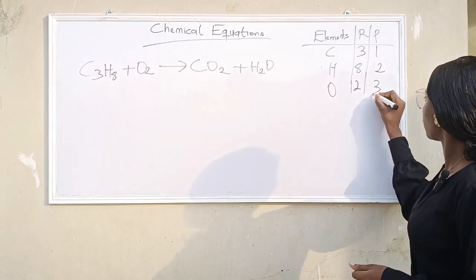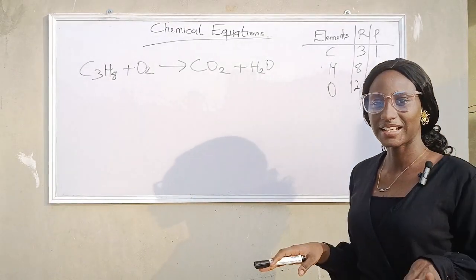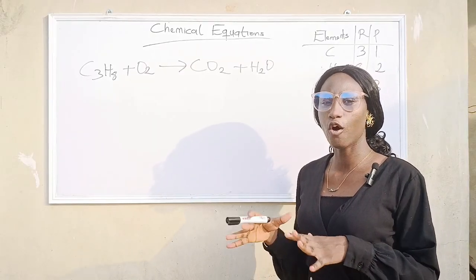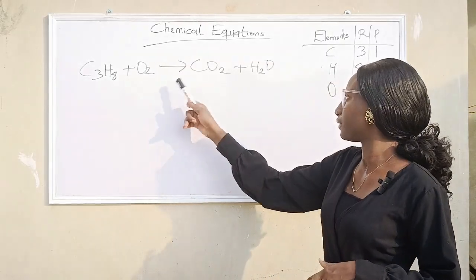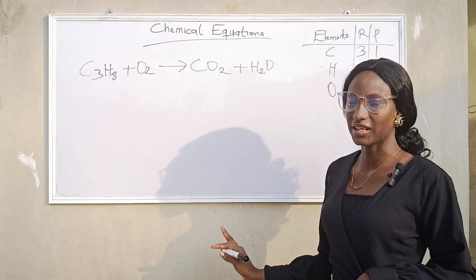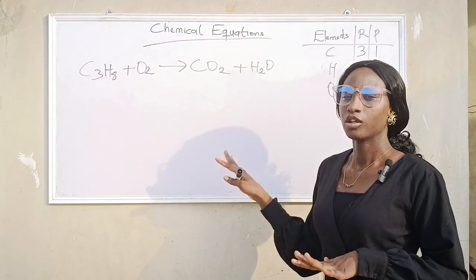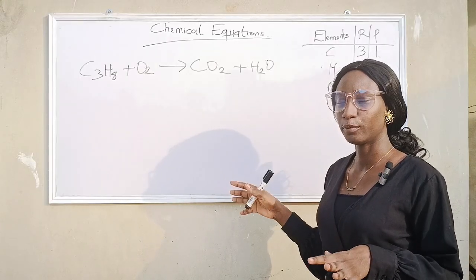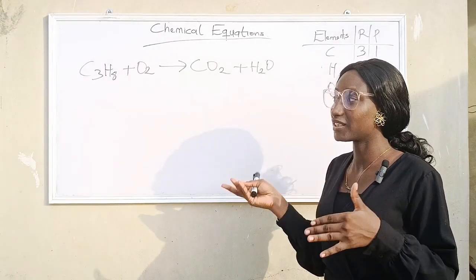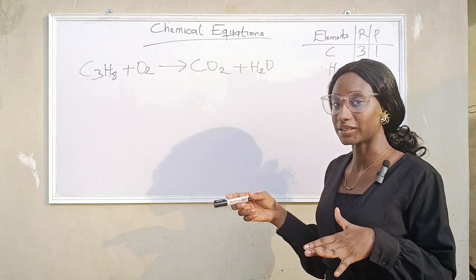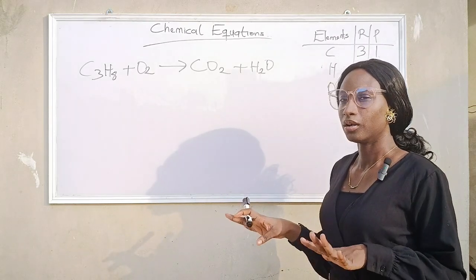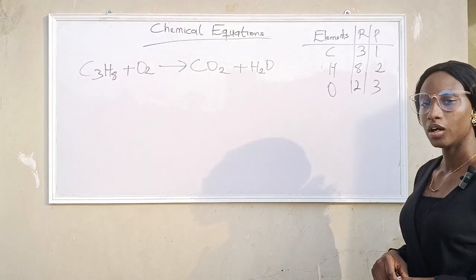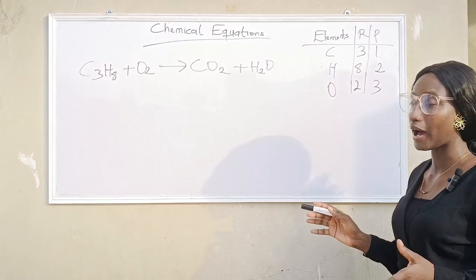So that's 3. For this example, I'm not going to start with oxygen. I'm going to do oxygen last because oxygen is appearing in 2 places at the product side. When a particular element occurs in 2 different products, or even in 2 different reactants, we try to do them last. So let's start with carbon first.